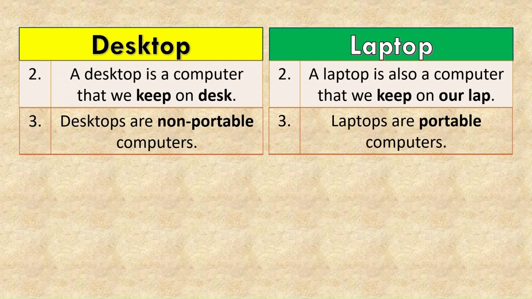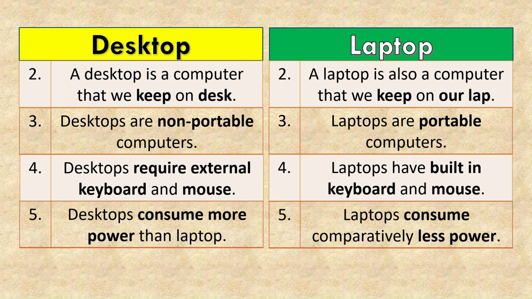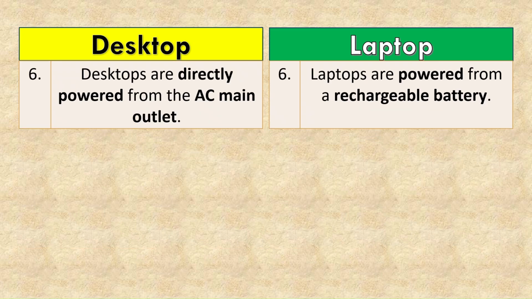Desktops are non-portable computers. Laptops are portable computers. Desktops require an external keyboard and mouse. Laptops have a built-in keyboard and mouse. Desktops consume more power than laptops. Laptops consume comparatively less power. Desktops are directly powered from the AC mains outlet. Laptops are powered from a rechargeable battery.